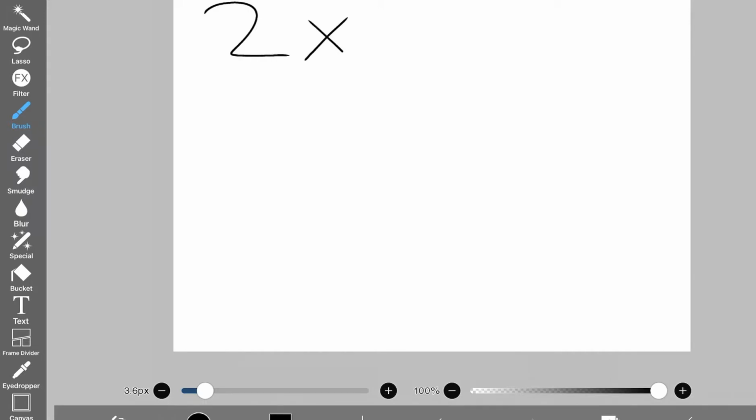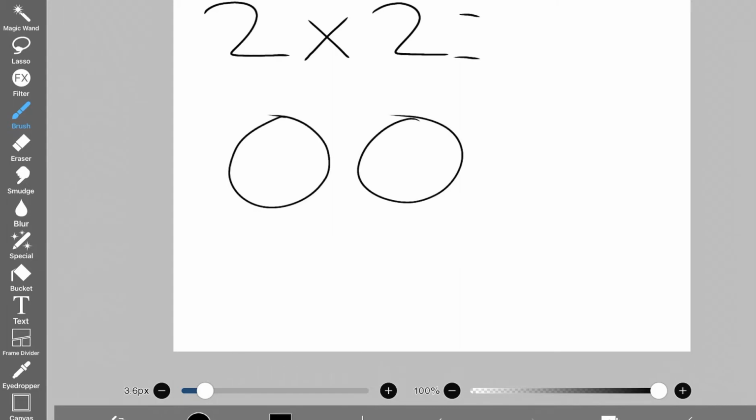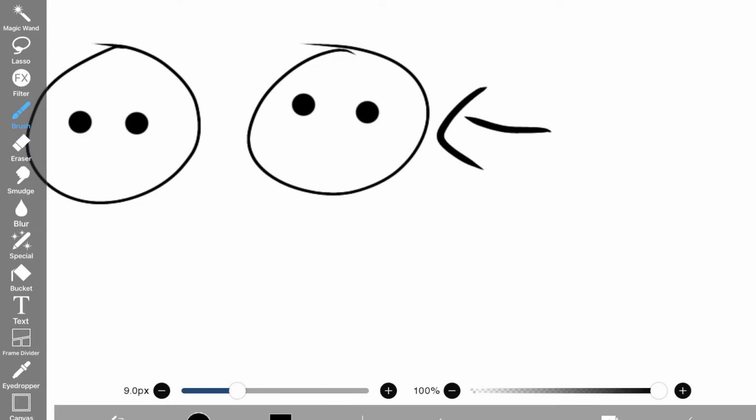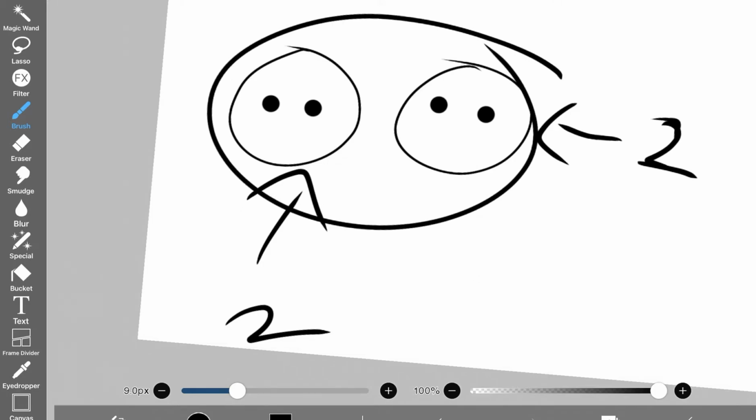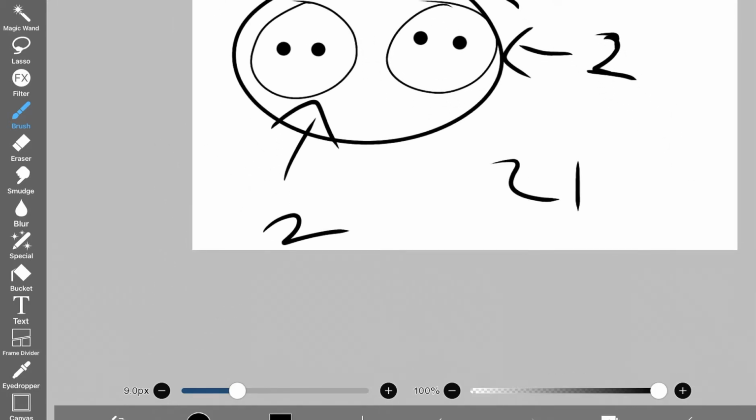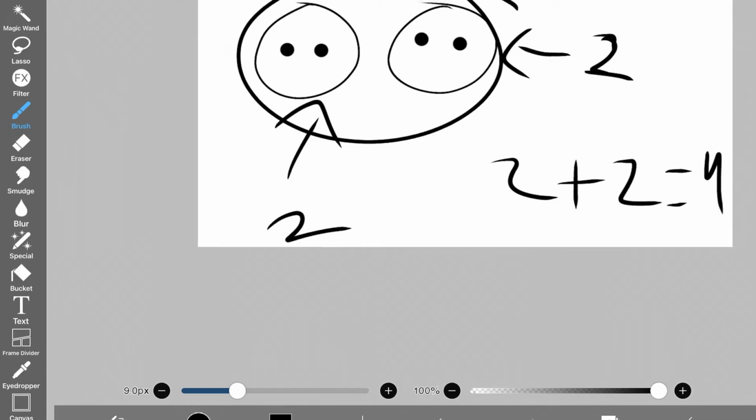2 times 2. This means 2 groups, and both of those groups have 2 things. So now, how many dots are there inside of both of them? In one of this circle, there's 2. And in this one, there's also 2. So how many are there together in both circles combined? And 2 plus 2 equals 4.